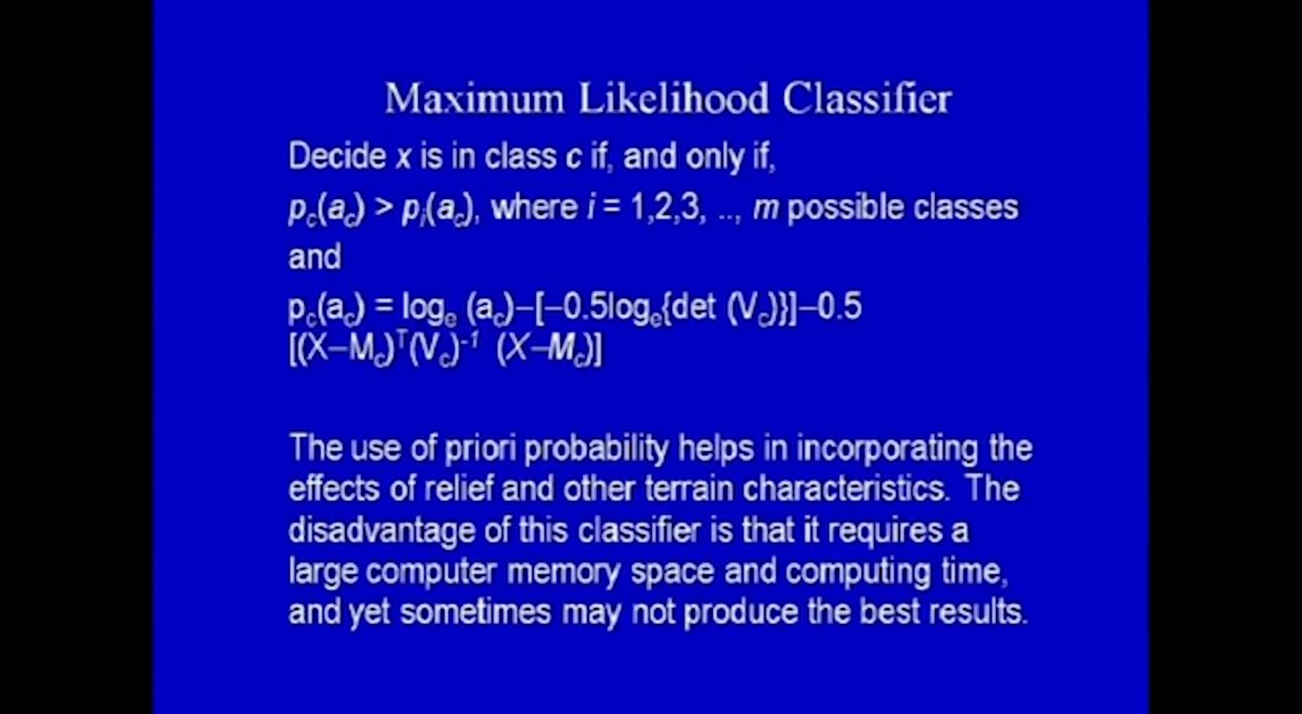It has been observed that the use of a priori probability helps in incorporating the effects of relief and other terrain characteristics. The disadvantage of this classifier is that it requires a large computer memory space and computing time, and yet sometimes may not produce the best results.